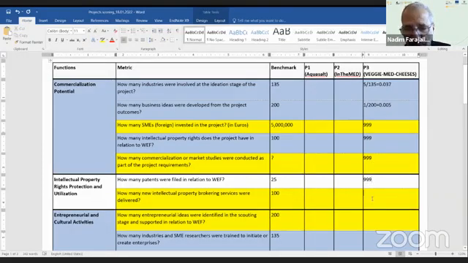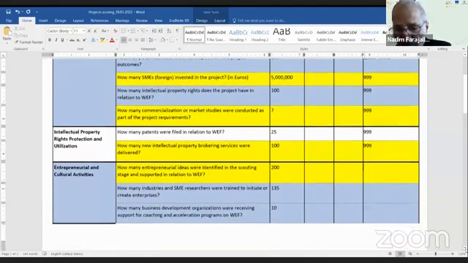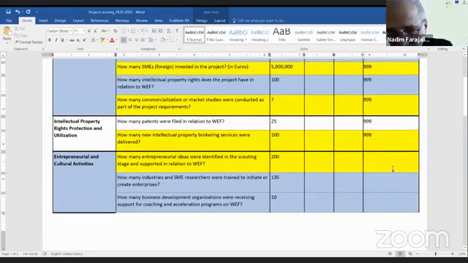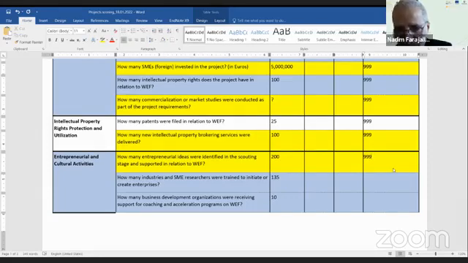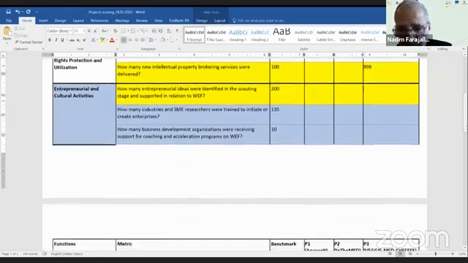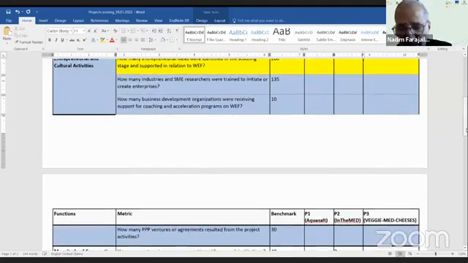The entrepreneurial and cultural activities. How many entrepreneurial ideas were identified and supported in relation to WEF? We're still at 0 because we haven't moved on in the project. We're still at the early stages, I guess. So there is no data on this right now. The only data we have is that 2 industries and MSE researchers were trained to initiate or create enterprises.